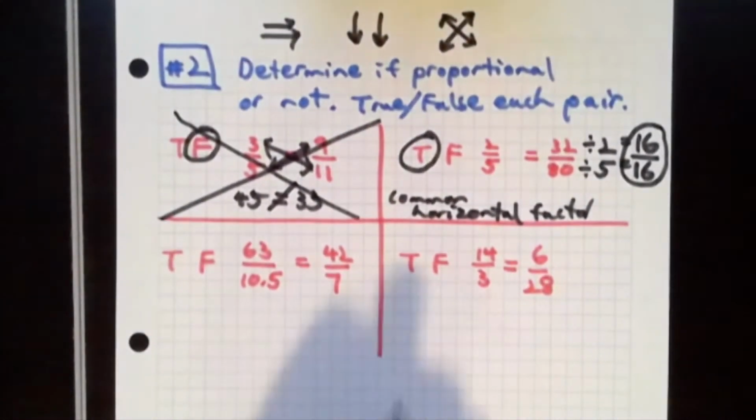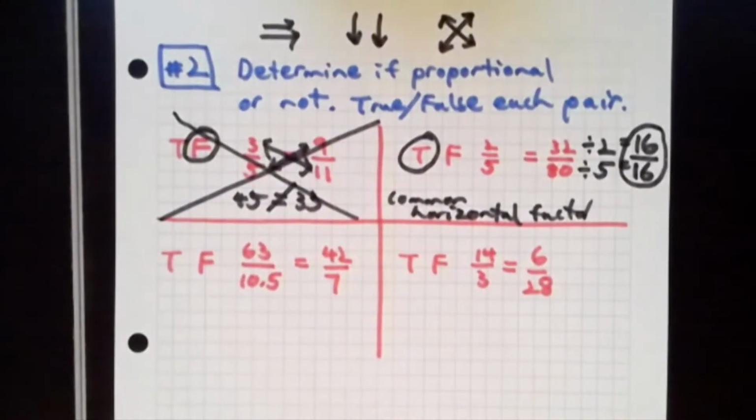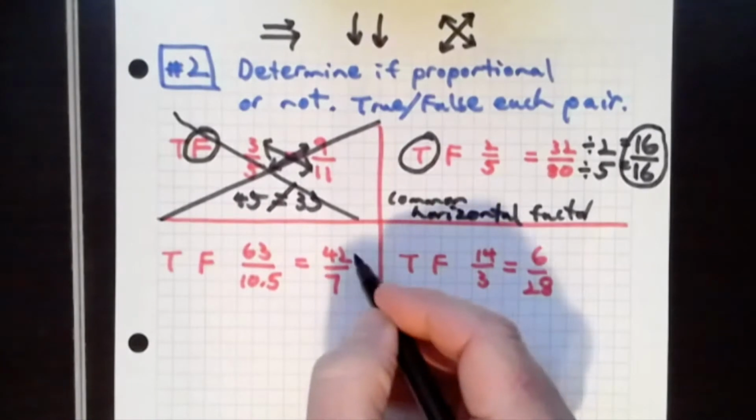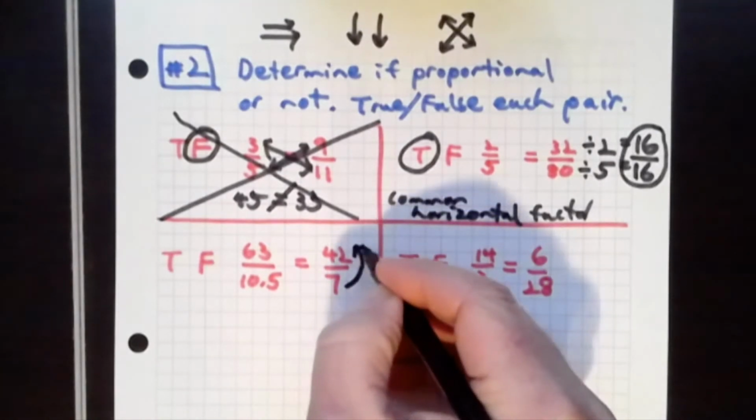The third one here. Oh, I'm looking back to grade school and I'm thinking, hey, isn't 7 times 6 42?